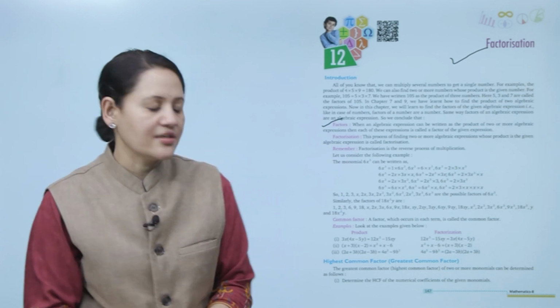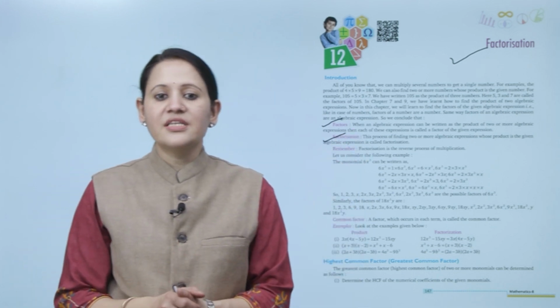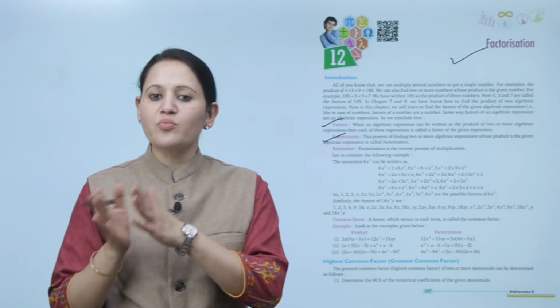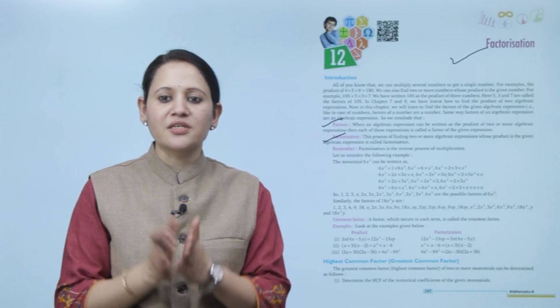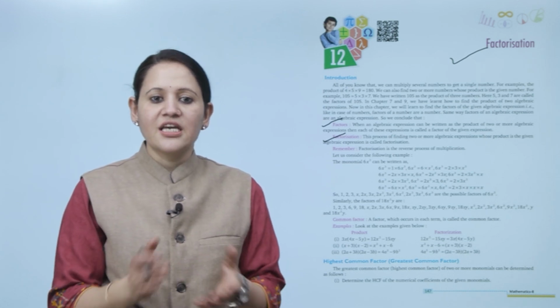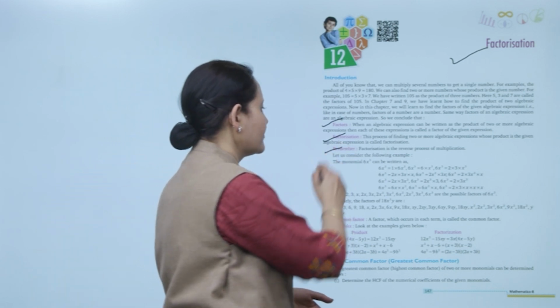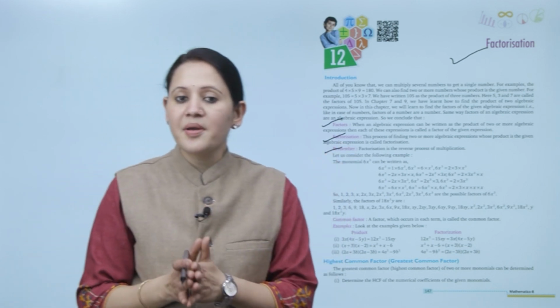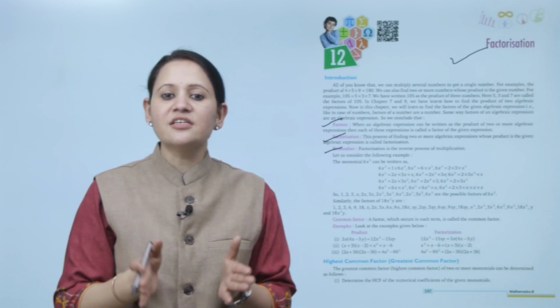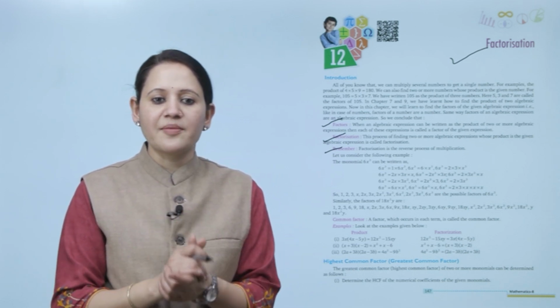Next is factorization. This process of finding two or more algebraic expressions whose product is the given algebraic expression is called factorization. Next, remember that factorization is the reverse process of multiplication. Let us consider the following example.